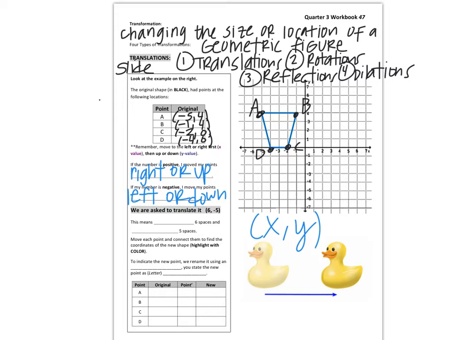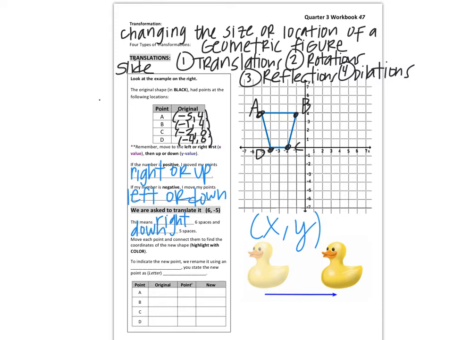Alright, so it says that we're asked to translate positive 6, negative 5. That means we're going to move 6 spaces toward the positive, so 6 right, and then down 5 units. So we're going to take this shape and we're going to slide it right 6, down 5. So this means right 6 and down 5 spaces.